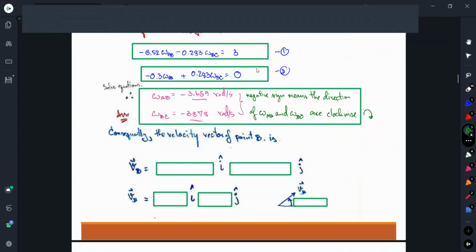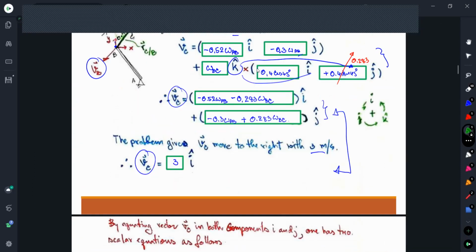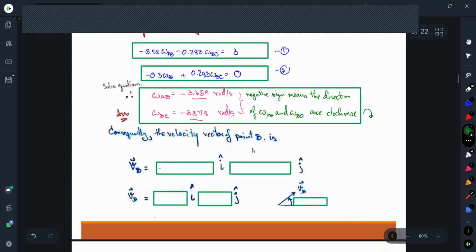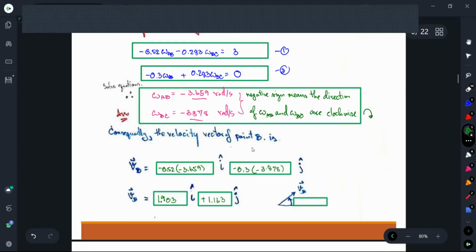So consequently, what is the velocity vector of point B? We substitute the values into the velocity vector that we already know, the velocity vector of point B, not point C. That is equal to minus 0.52 times minus 3.659 i, minus 0.3 times minus 3.878 j. We found that it becomes 1.903 i plus 1.163 j.